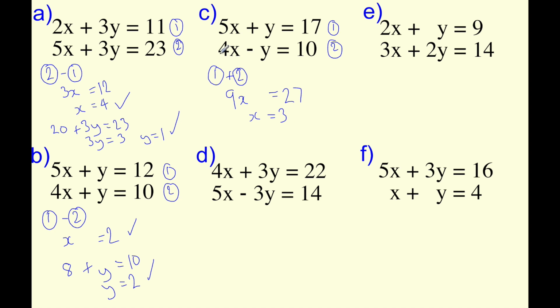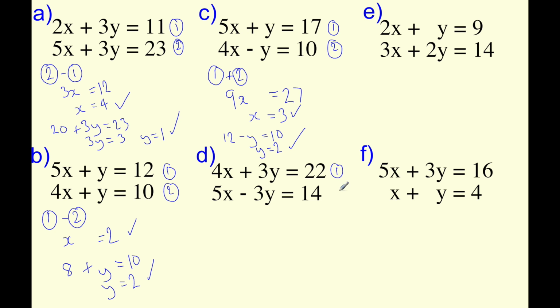So if x equals 3, 4 lots of 3 is 12. Take away y equals 10. We can see that we'd have to take away 2. So y is 2. Let's just double check. 5 lots of 3 is 15, plus 2 is 17, so x is 3, y is 2, they're both correct.